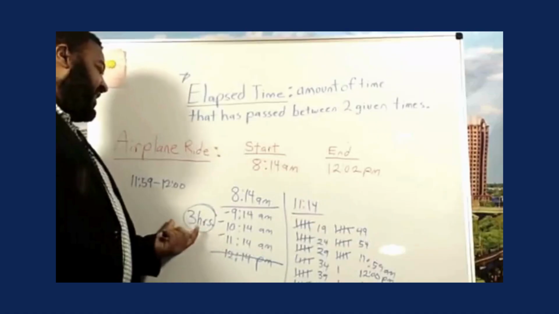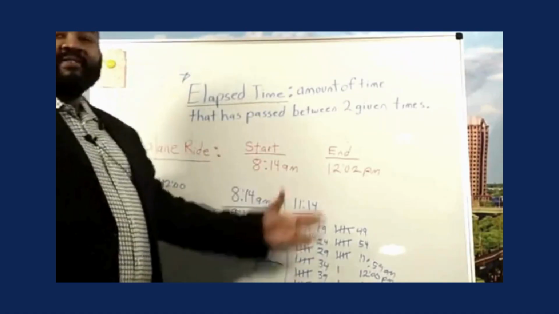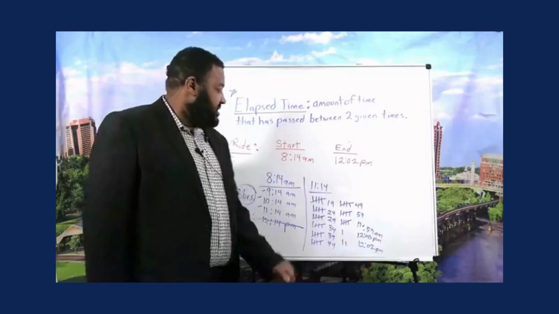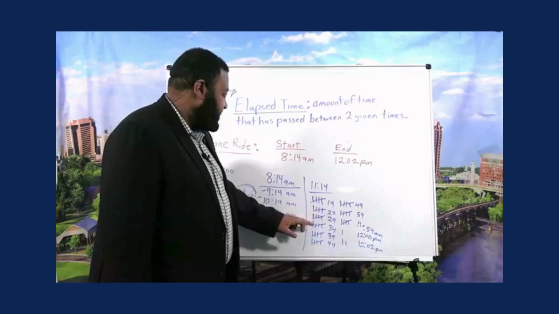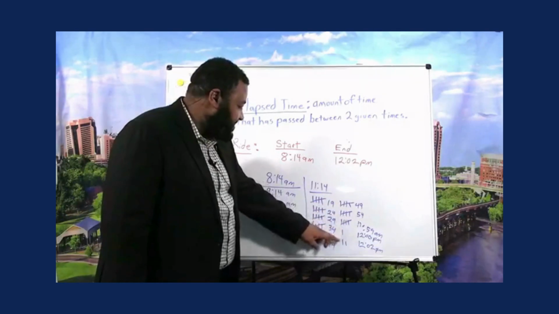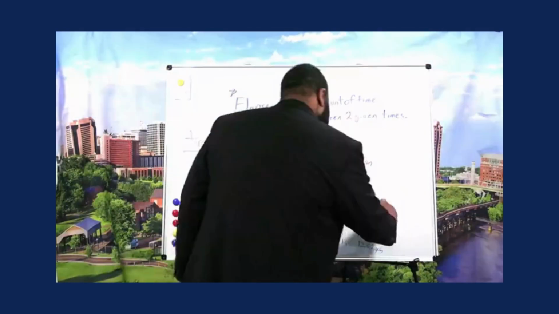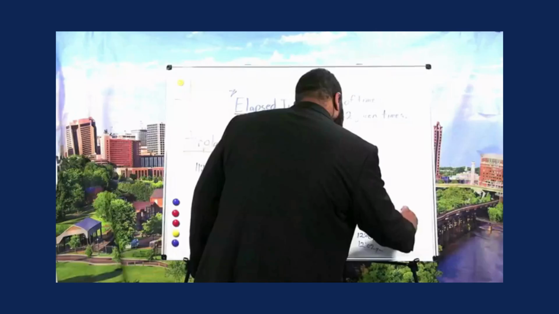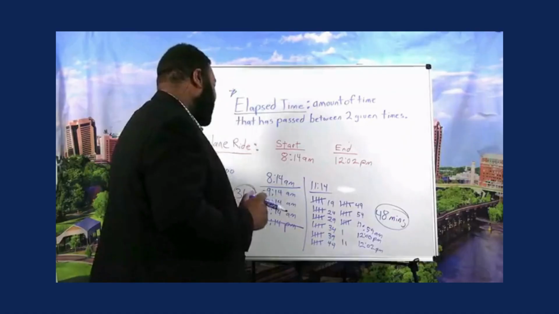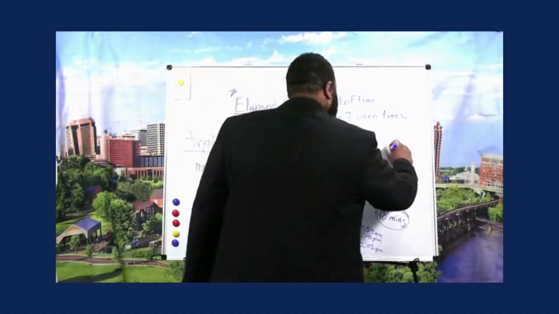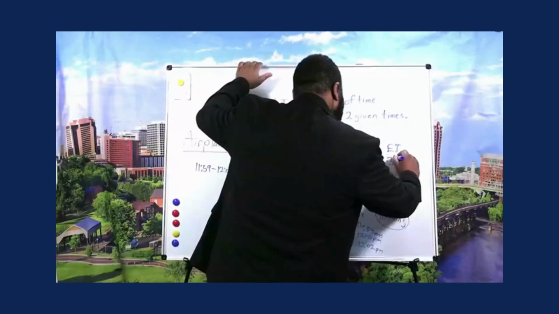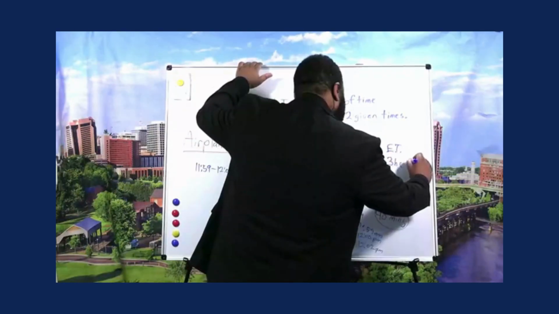Now, how do you count all of this up right here? I told you already, we already got our hours, it's 3 hours. I like putting tally marks in groups of 5s because now all I got to do is count by 5s, just like the clock. 5, 10, 15, 20, 25, 30, 35, 40, 45, 46, 47, 48. So, what was my elapsed time on my plane ride? 3 hours, 48 minutes.